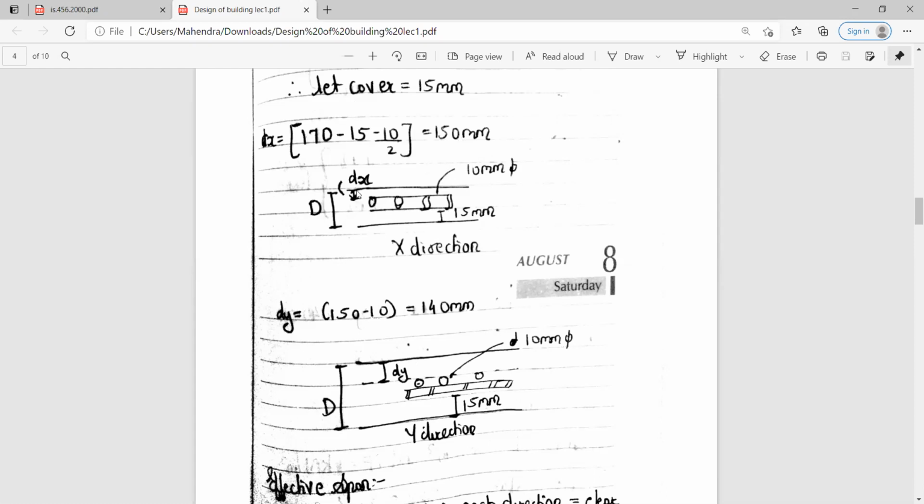Dx is nothing but this distance, from here to here. Then dy. Dy is dx, that is 150, minus 10, that is the diameter of the bar, that will be 140. As you can see in this diagram, this is for the x direction and this is for the y direction. Here you can see, this is your total depth d. Again, this 15 millimeter cover is being provided over here, and these 10 mm diameter bars are provided over here, and this dy is nothing but this distance. So calculate dx and dy. Then we'll proceed to the effective span.